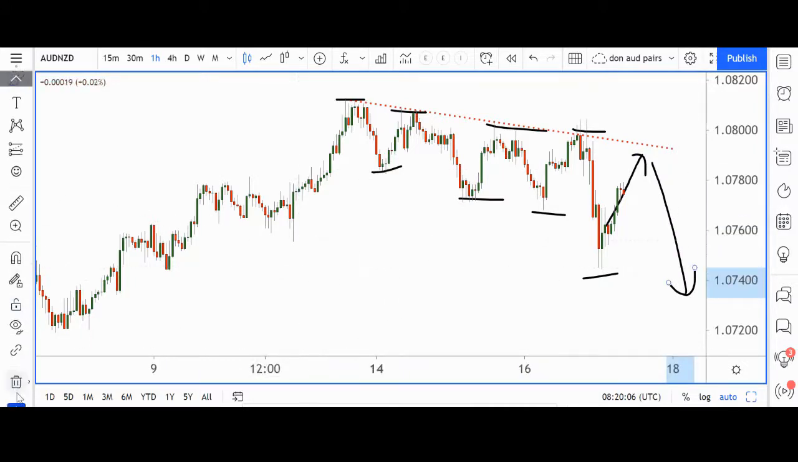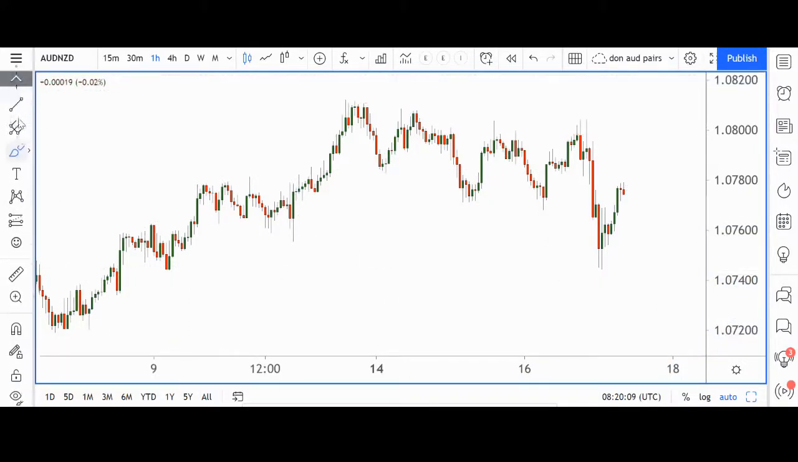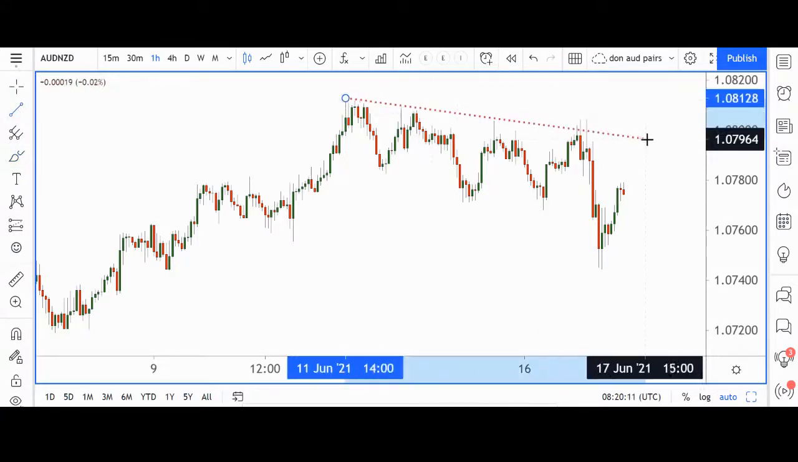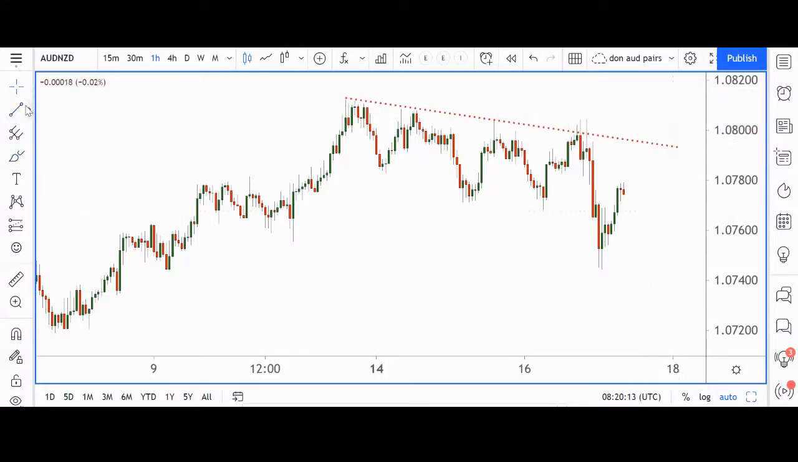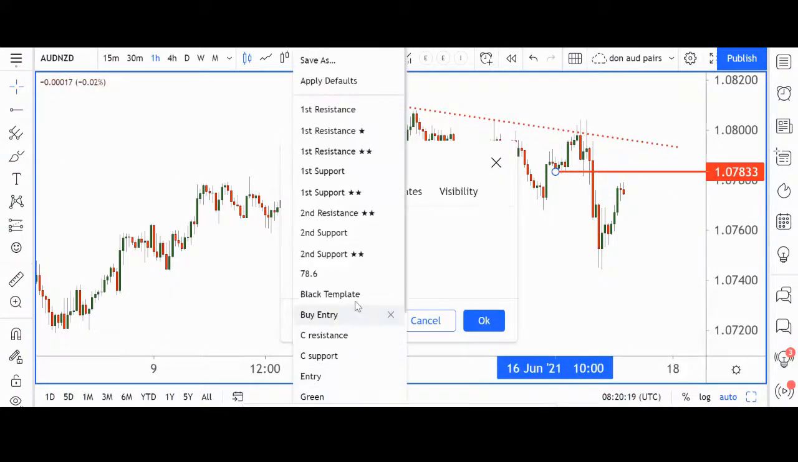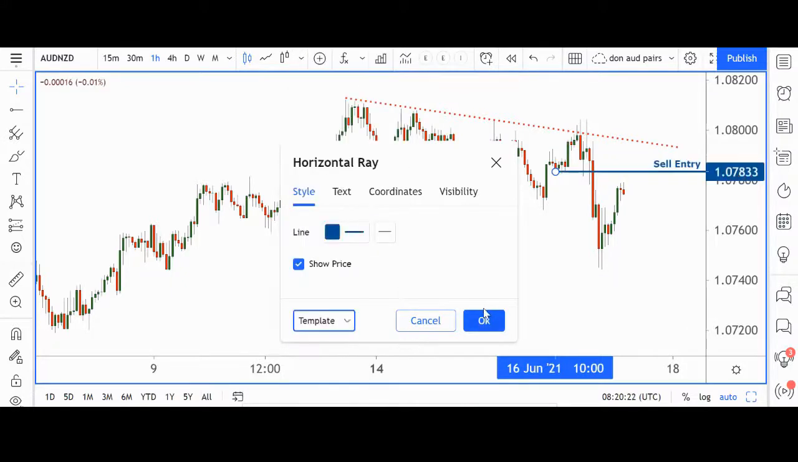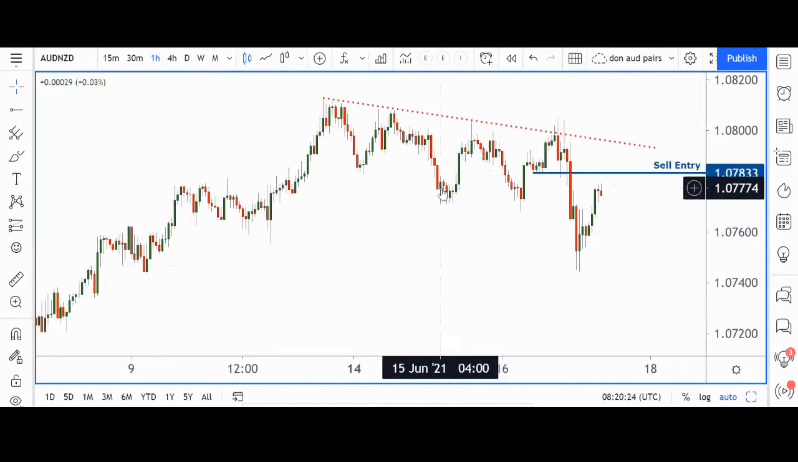So what we're going to do is see if there are any possible levels over there. I'll put back that descending trend line, and what I can see here is a possible entry level. If you were to take a short position, I'll change that to sell entry. So that's a possible sell entry level over there.